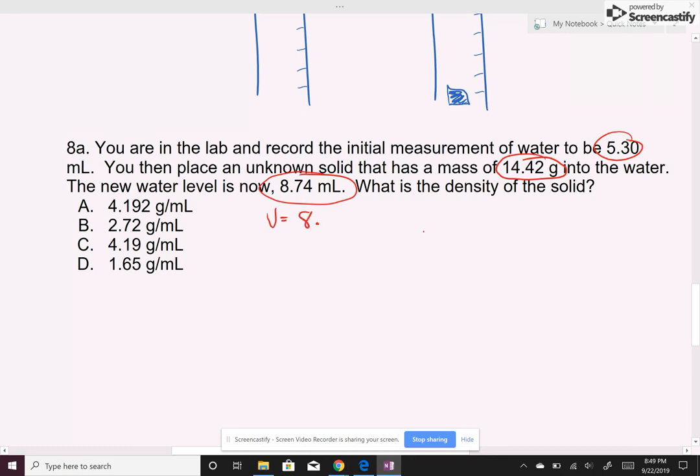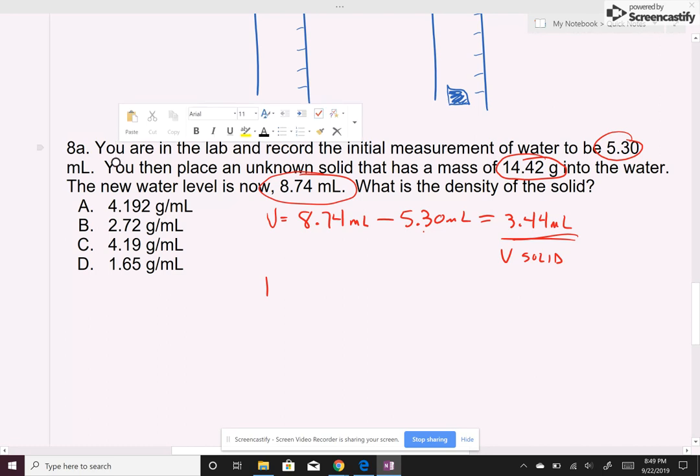And so to do that, we need to take our final measurement, 8.74 milliliters, and subtract our initial measurement, 5.30. And so when we do this, this is going to give us 3.44 milliliters. And remember, this represents the volume of our solid. And now that we have the volume of our solid, we can go back and solve for the density of our solid using our density equation, D equals M over V.